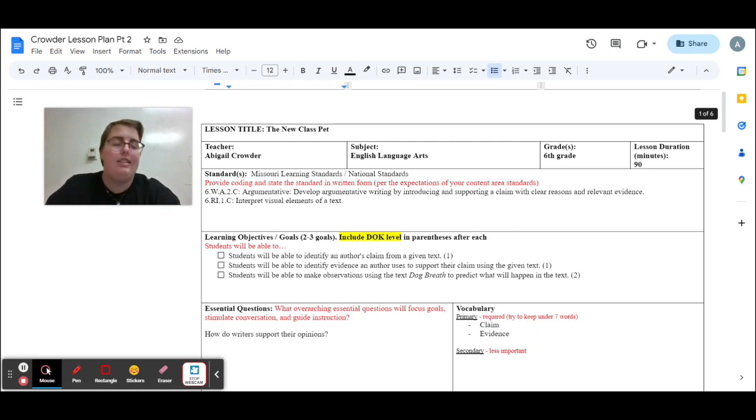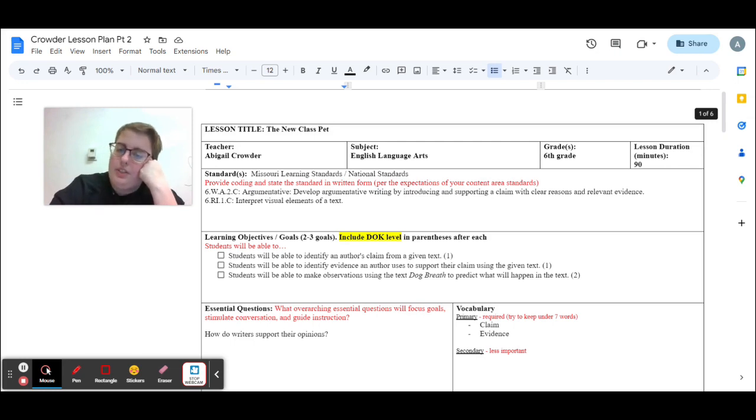And that's why I stayed in the DOK level 1, which focuses around reciting facts, reading, not really requiring analysis, and then recall from a text. And then I have one learning objective which is the depth of knowledge level 2. Level 2 is targeted toward inferring, comparing, classifying, and predicting outcomes. And so I'll go ahead and read the learning objectives.